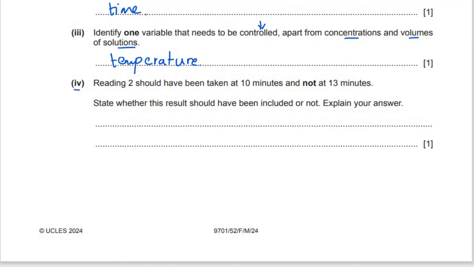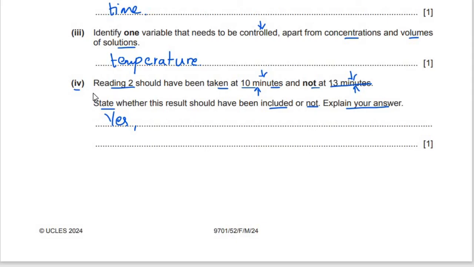Now the fourth sub-question says reading 2 should have been taken at 10 minutes and not at 13 minutes. State whether this result should have been included or not and explain your answer. My answer is yes, we can include it. The reason is that if we had taken the reading at 10 minutes, the reading would have been a little different, and since we took the reading at 13 minutes, our reading is relevant to 13 minutes. If we take the reading at 10 minutes, the titre will be relevant to 10 minutes, so that doesn't make any difference. The rate will go on as such, it's independent of time. Whether we measure at 10 or at 13 doesn't make any difference.